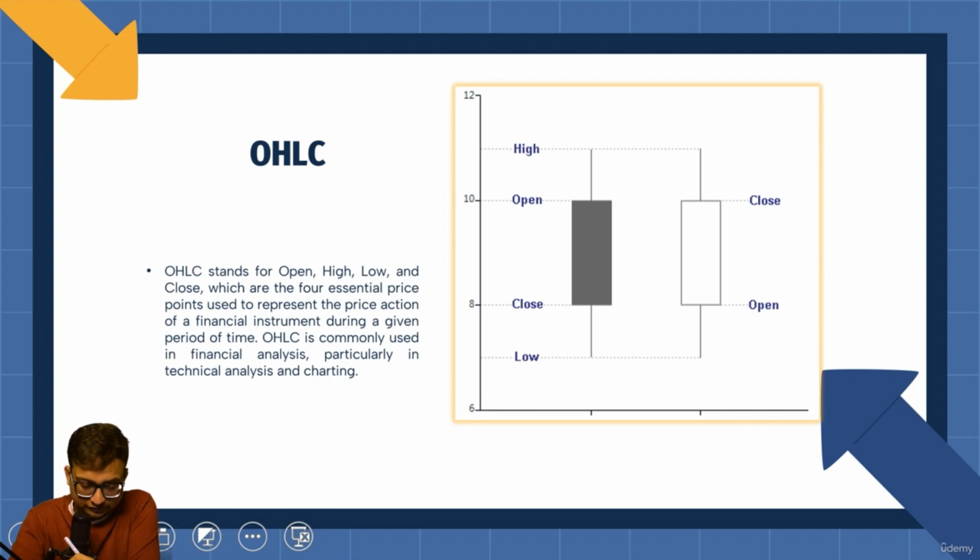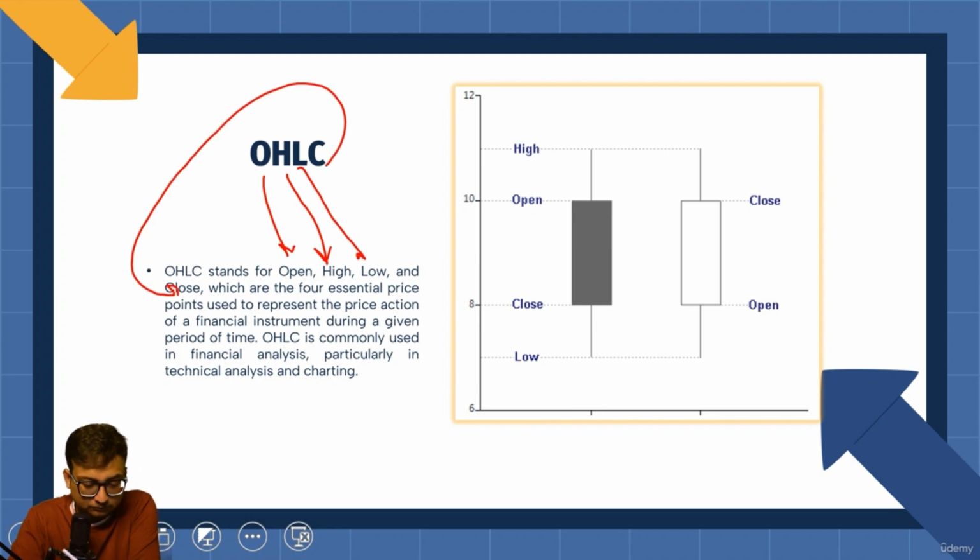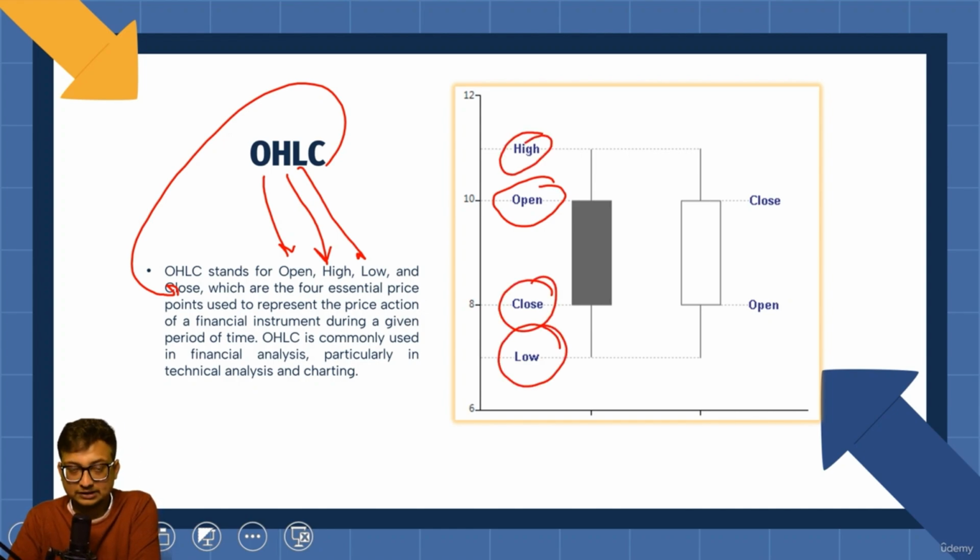OHLC, firstly, what is the meaning of OHLC? O means open, H means high, L means low, and C means close. This is the open part, this is the high, this is the close, this is the low. Now you know the meaning of OHLC. Now how to interpret this? We need to understand the interpretations, right?